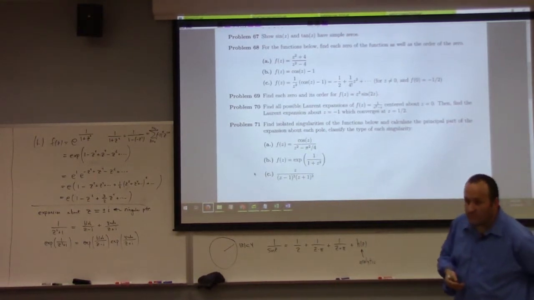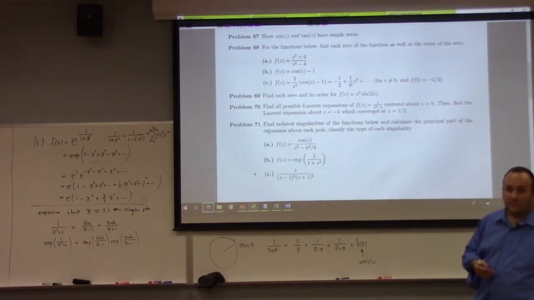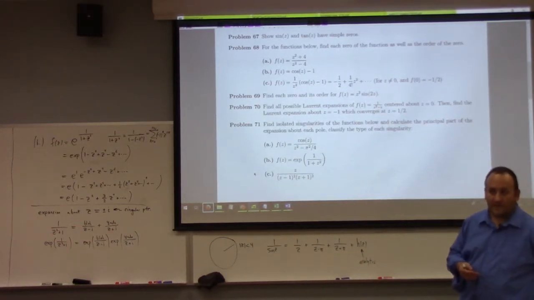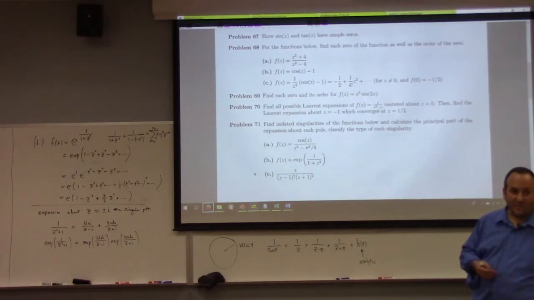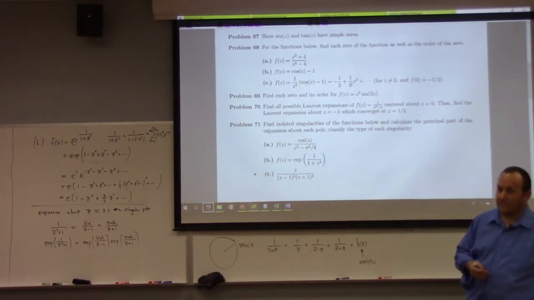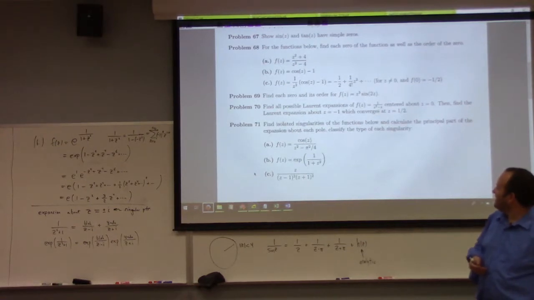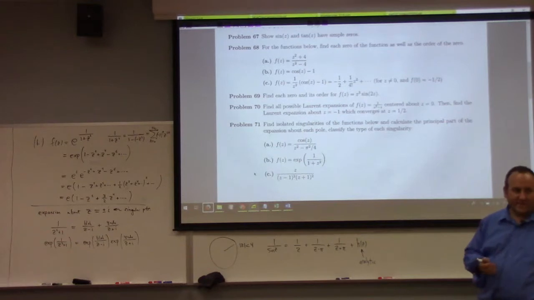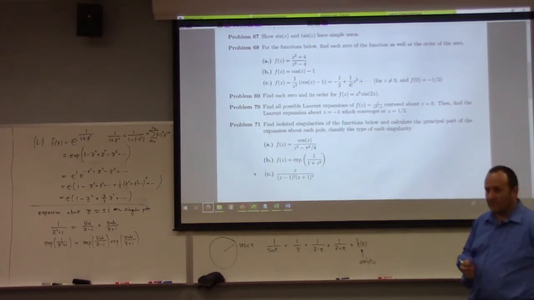Or you could, for example, use a theorem that characterizes an isolated singular point as being removable, a pole, or an essential singularity. Classify each type of singularity. What better way to classify the type of singularity than to use the classification theorems that we've gone over: removable, pole of order n, or essential.